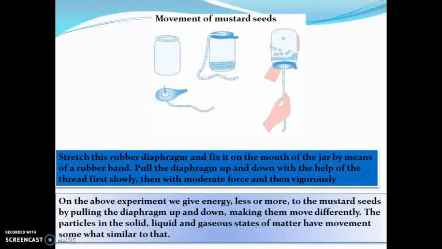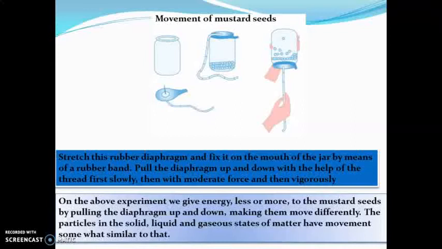In the above experiment, we give less or more energy to the mustard seeds by pulling the diaphragm up and down, making them move differently. If we give more energy, the mustard seeds will move faster, and if we give less energy, they will move slower. The particles in the solid, liquid and gaseous states of matter have movement somewhat similar to that.